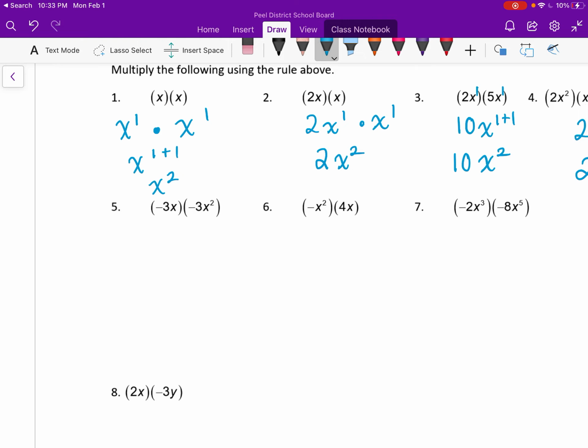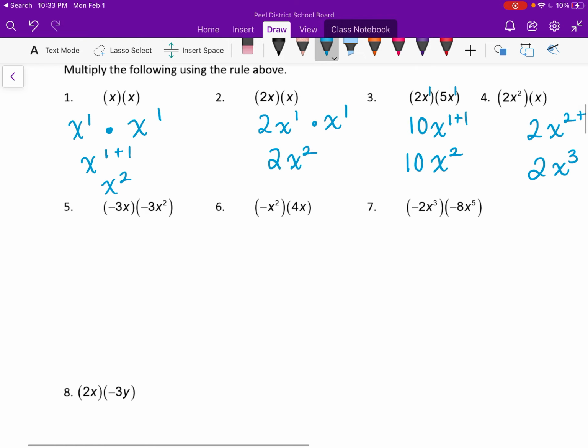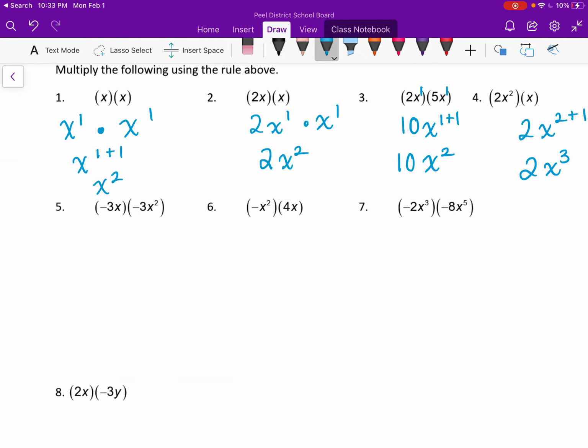Okay, so if you want, now is a good time to pause the video and see if you can go through these yourself and if you understand how to do them. If you're done, then come back and just watch it again.